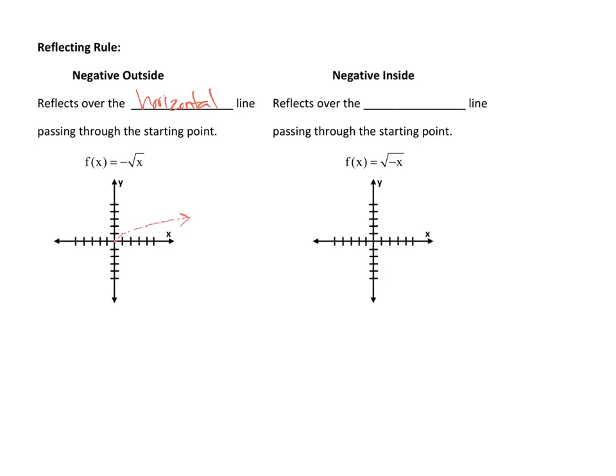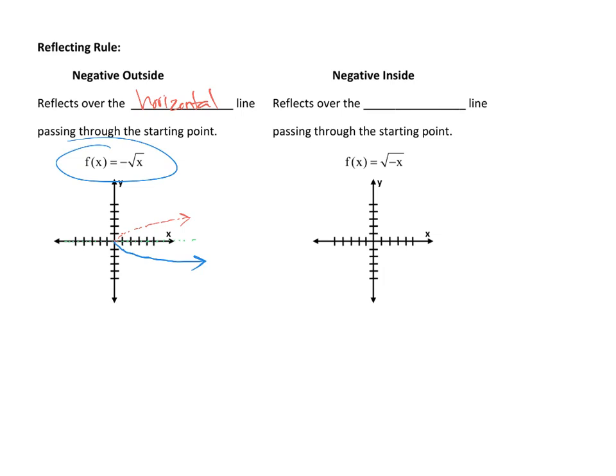So what are you supposed to do? I'm supposed to reflect this graph. After I've done my shifting, then you do the reflecting. In this case, there's no shifting, but okay, here's the starting point, and I need to reflect the graph over the horizontal line that passes through the starting point. So it's going to reflect, and it's going to end up on this side. So the blue graph is the graph of this function here.